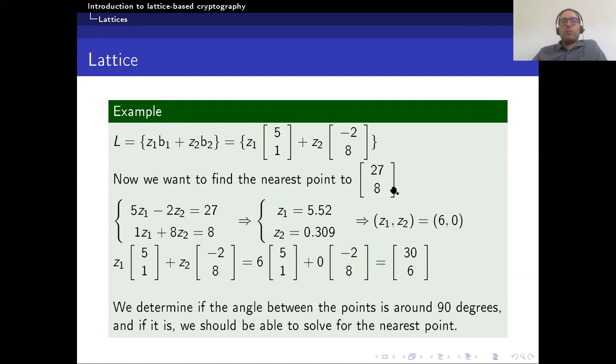So we can solve this problem when the angle between the bases is around 90 degrees. Having orthogonal vectors makes it possible to solve this problem.